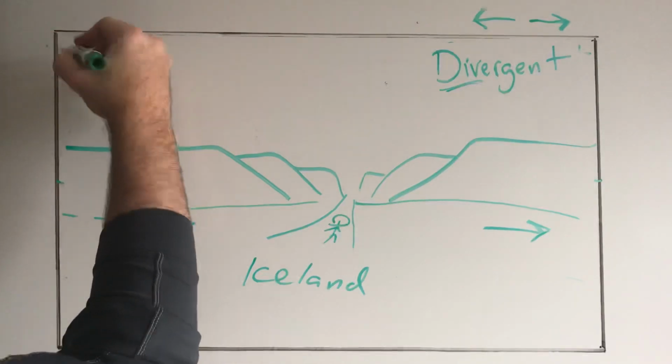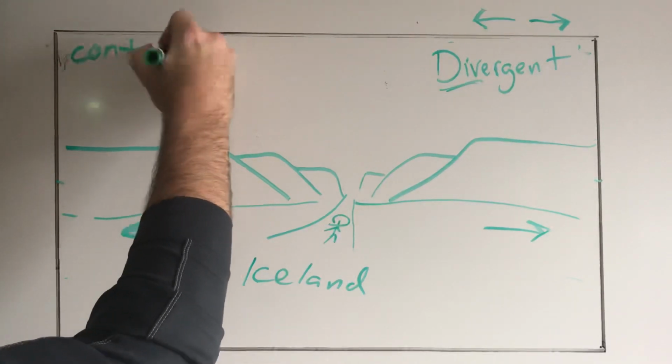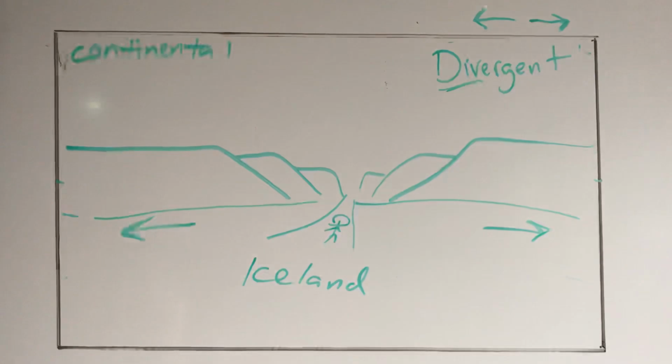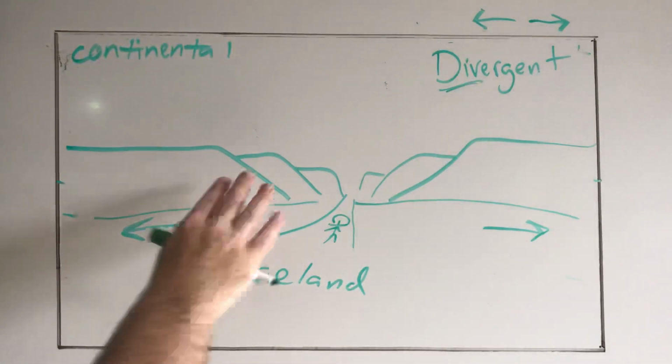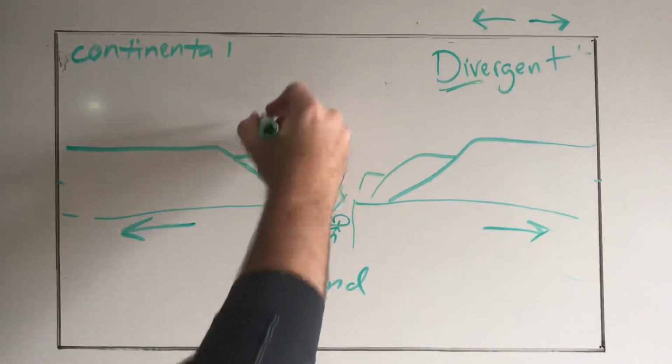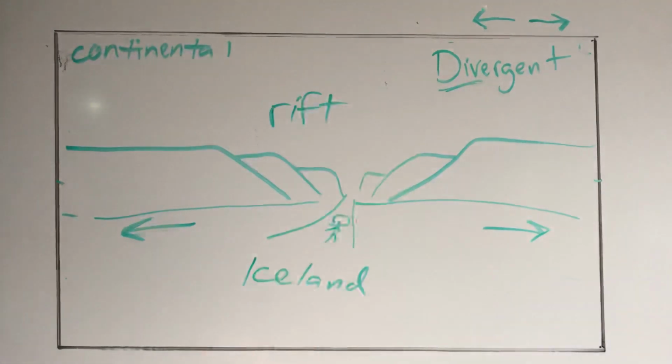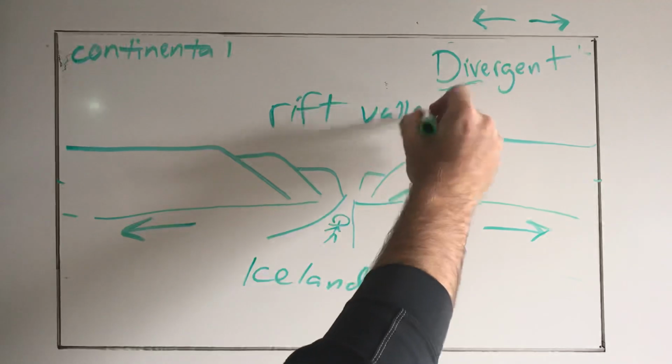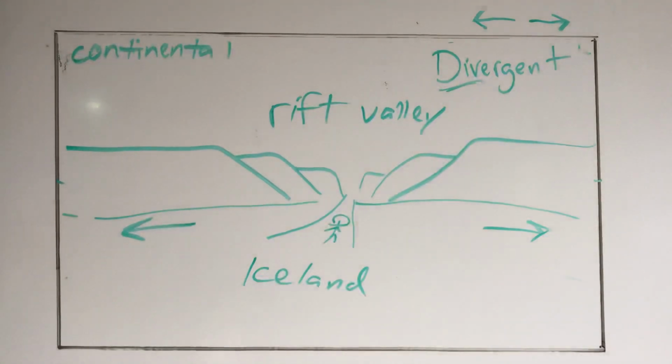Oh, excuse me, this is continental. So this is on land. Now, on land, we wouldn't call this area a canyon. A canyon is built a very different way. We would call this a rift, or you could also call it a rift valley to help you remember.